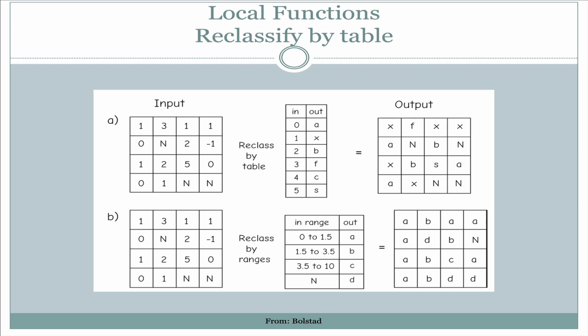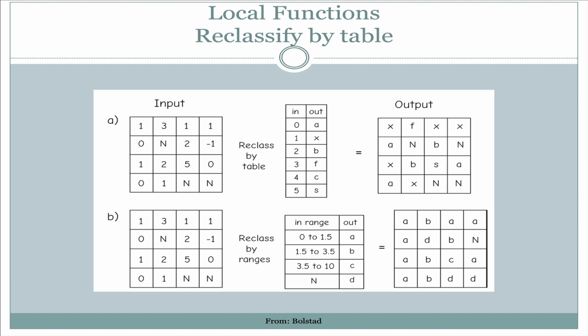Local functions can also be used to reclassify a grid based on a table. In this case, the column on the left are the input grids, and as we can see, they're 4 by 4 grids, with each grid cell having its own value. The reclassification table is just 2 columns. The first column is what's coming from the input grid, and the second column on the right is what's going to be going into the output grid. That's the example shown in the top row.